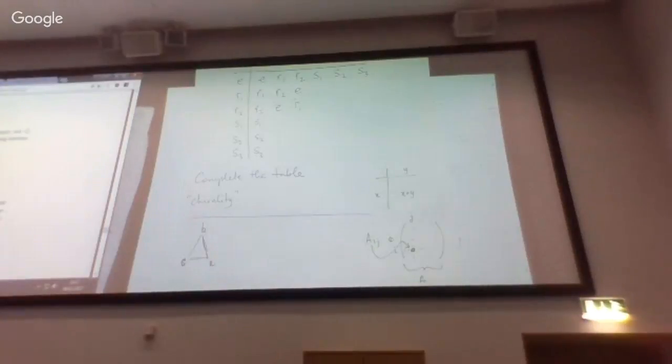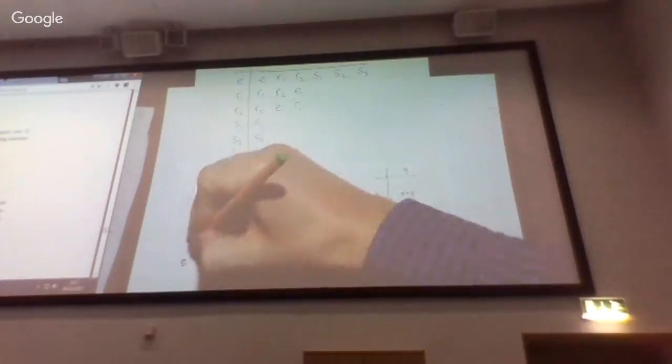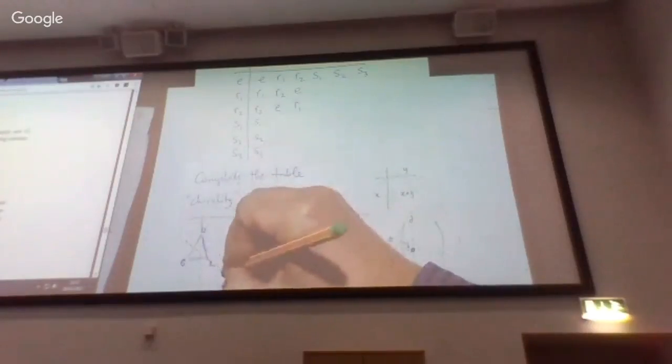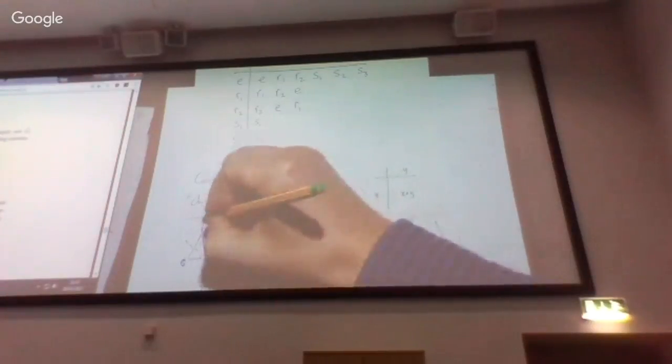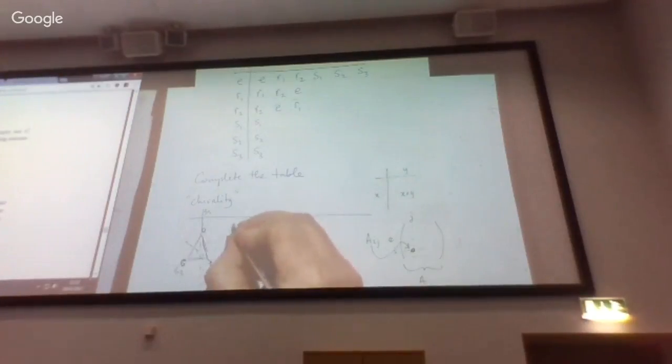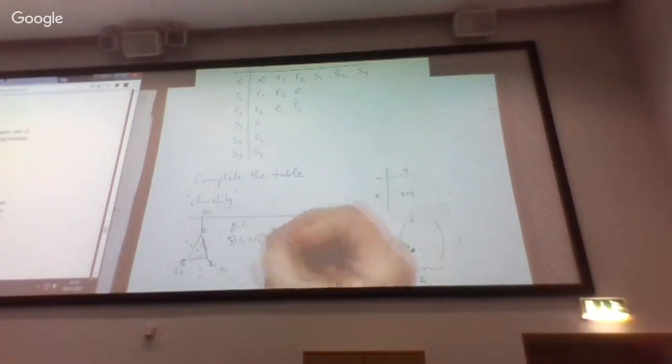If you look at the diagram we drew yesterday, S1 was reflection in this axis. S1 was reflection in that axis. S2 was reflection in this axis. And S3 was reflection in that axis. R1 was rotation by 1/3 of a turn anti-clockwise. And R2 was rotation by 2/3 of a turn anti-clockwise, which you can also think of as R1 squared.